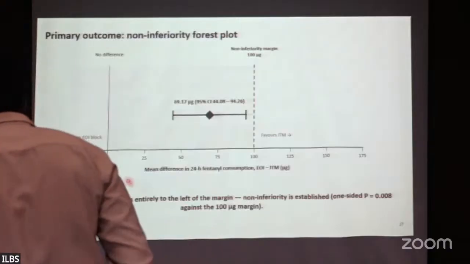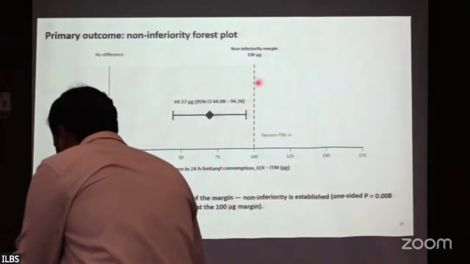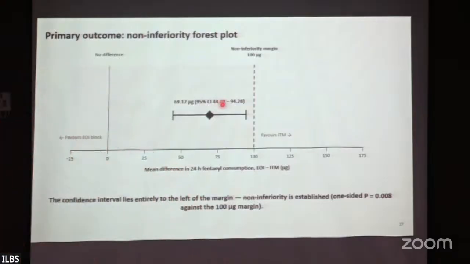This is the forest plot depicting the primary outcome, that is the 24-hour fentanyl consumption, and the non-inferiority. The mean difference and the 95% confidence interval lay well below the 100 microgram non-inferiority margin.